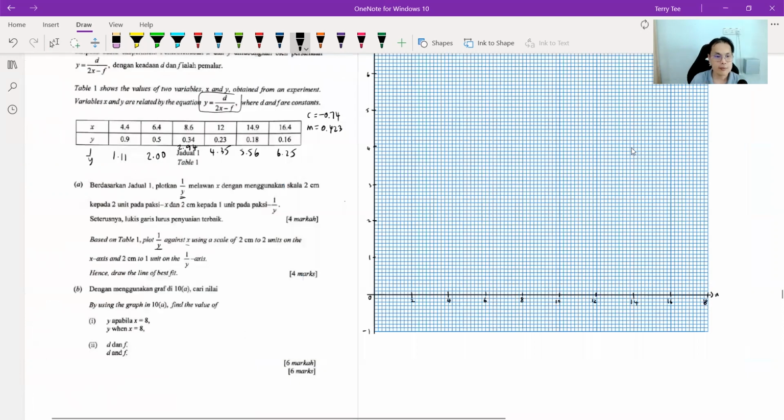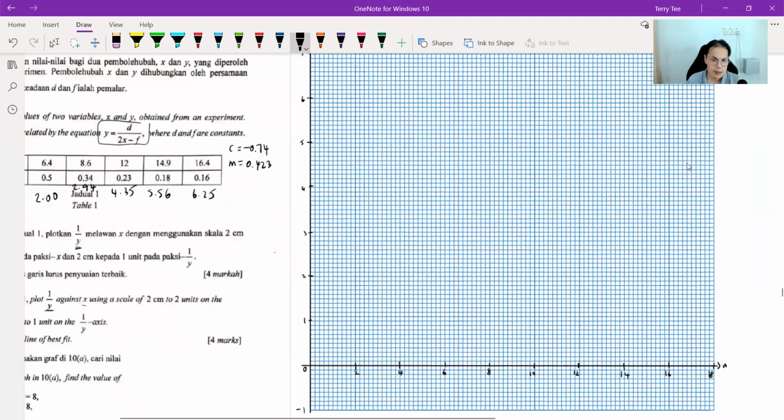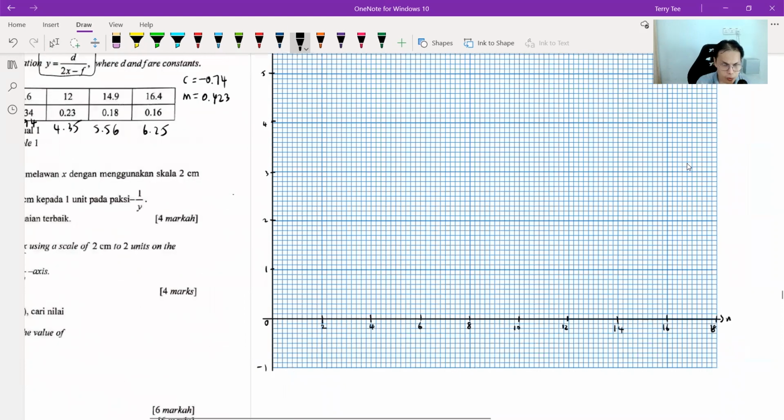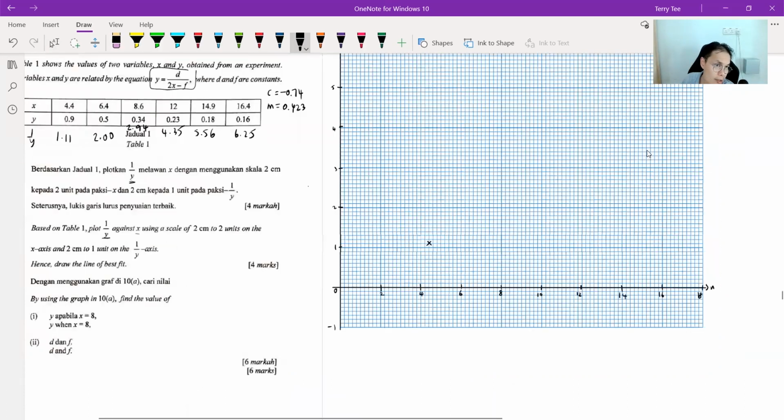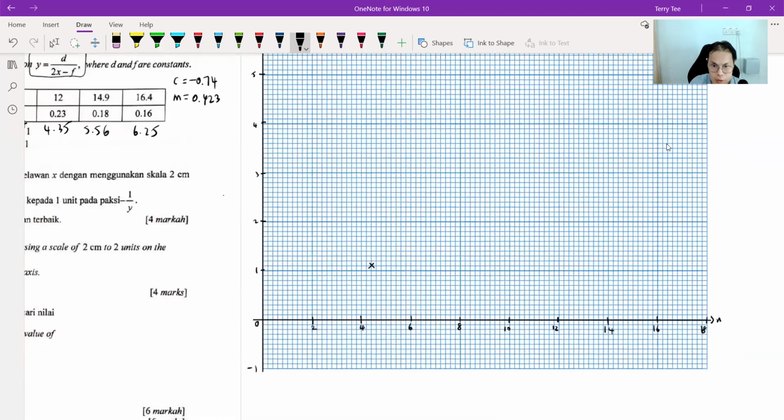So let's see. I need to plot one by one. First one is 4.4 and 1.1. Okay. Remember your x-axis is one box is 2, one small box is 0.2. 4.4 should be around here. 2 boxes to the right, 1.1 should be here. So I put a cross here. Second one, my point, let's go back, is 6.4 and 2, right? 6.4 will be here and 2.